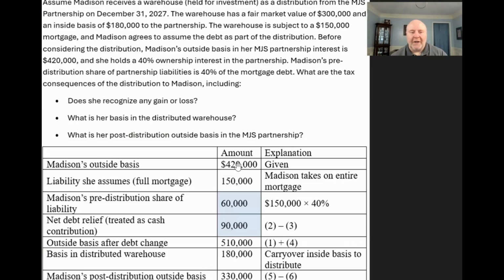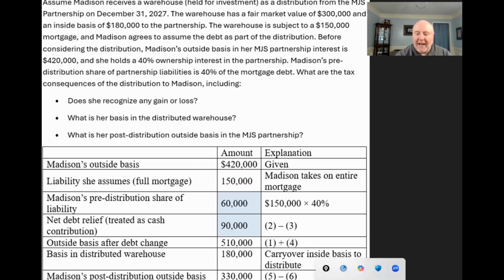So let's take a look at this final problem. So we assume Madison receives a warehouse held for investment as a distribution from the MJS partnership on December 31st, 2027. The warehouse has a fair market value of 300,000 and an inside basis of $180,000 to the partnership.